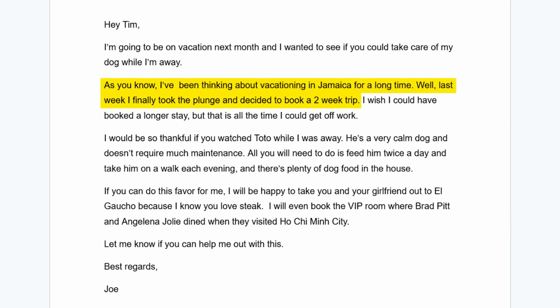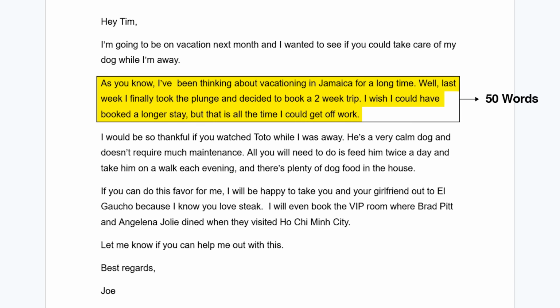Is that about 50 words? Okay. Maybe a little bit more. Sometimes it depends on how long your sentences are, but generally 2, 3, 4 sentences, something like that, should get you over the line there.